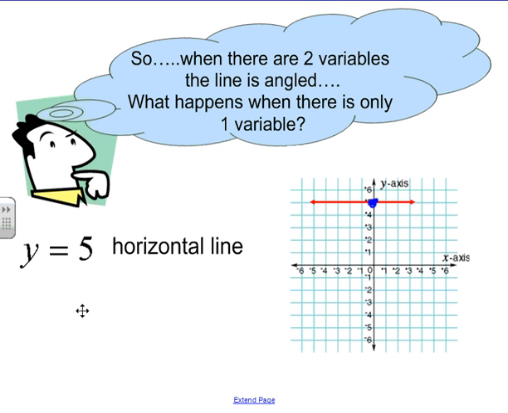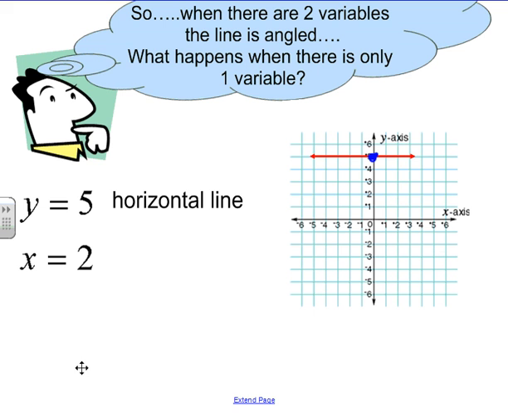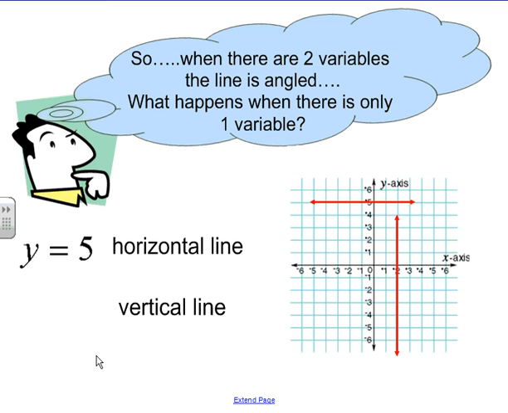Okay, so let's think about what x equals 2 does for us. There's no y. So if we go to our graph and put x equals 2, it lands right there. It's not going to touch the y-axis because there's no y whatsoever, so we're going to get a vertical line, going right through 2.